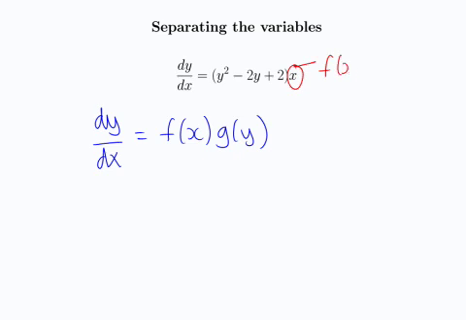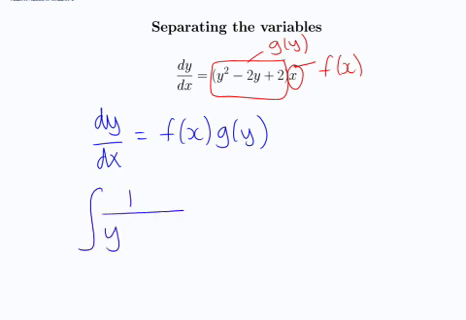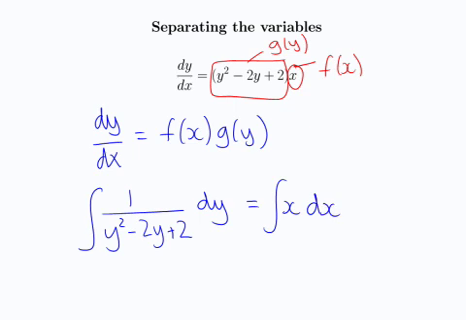The function of x in this case is just x, and the function of y is y squared minus 2y plus 2. I might have had to do some rearranging to get my equation in this form, but it's already here, so I can proceed immediately. And what we do for that is separate the variables, so I'm wanting to bring all the y's over to the left-hand side with the dy, and I'm left on the right-hand side with just x dx.